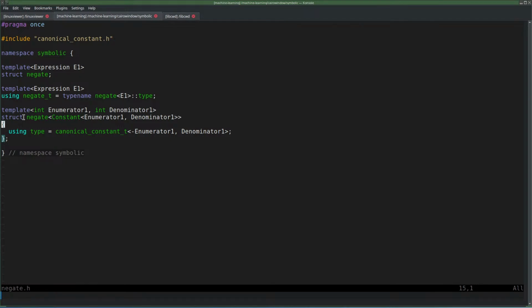well, then this specialization is not used, so it will use this one, and then that thing isn't even defined, let alone that it does have a type. In other words, then we get a compile error. So negate only works for constants. But if maybe at some point I need a negate to work for other types, then I can just add it here. And then the negation is quite obviously just negate the enumerator.